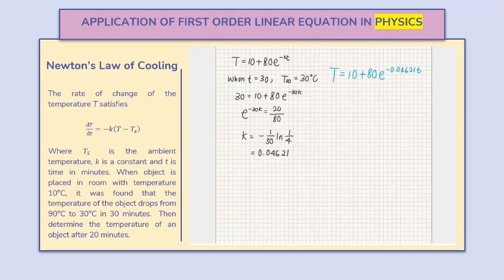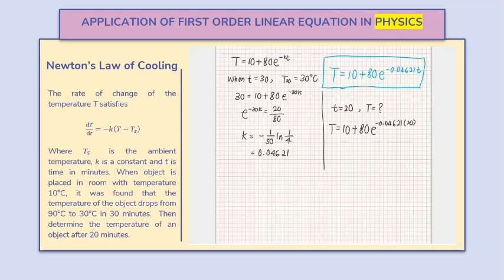Therefore, we will use this new equation to solve this question. That is, we will find when time is 20, what is the temperature. So we will find T equals 10 plus 80 e to the power of negative 0.04621 times 20. So we will get the answer of 41.75 degrees Celsius. That is the answer.